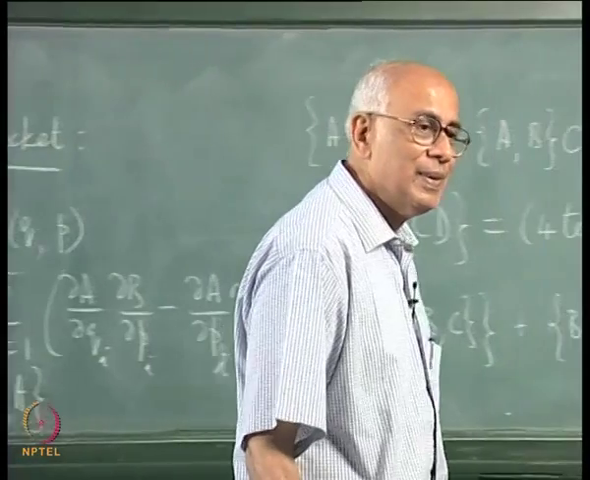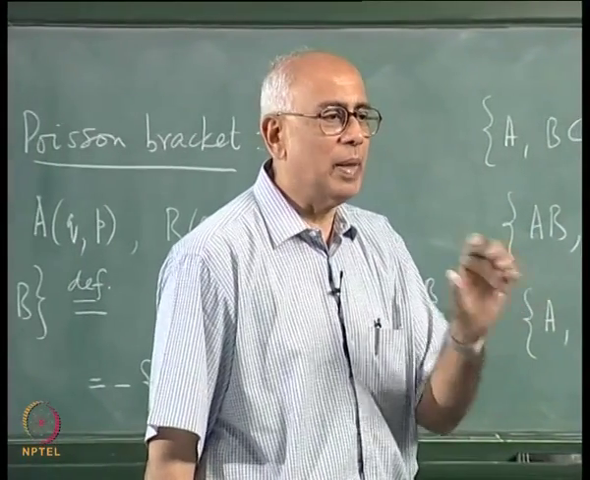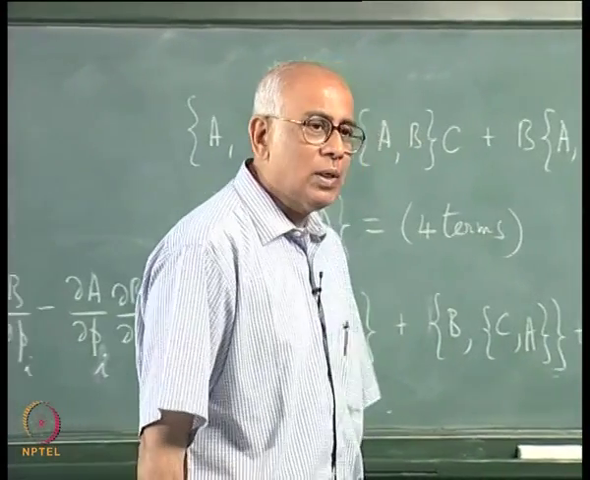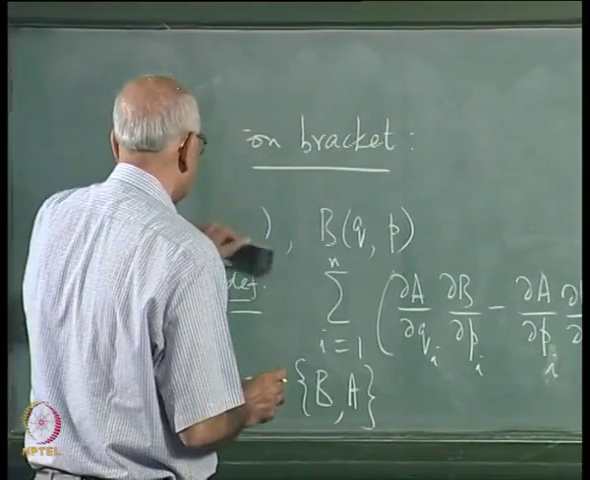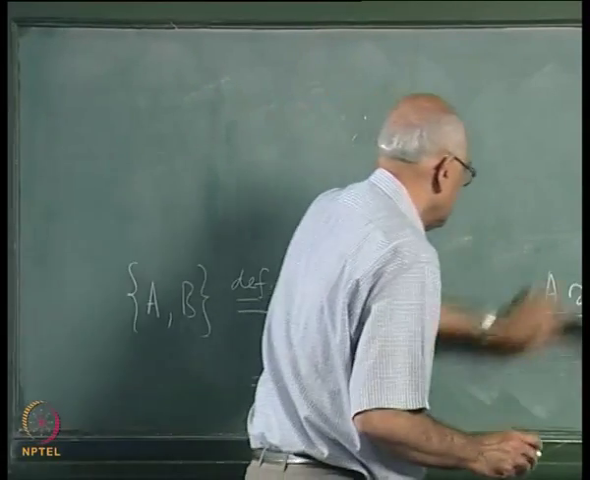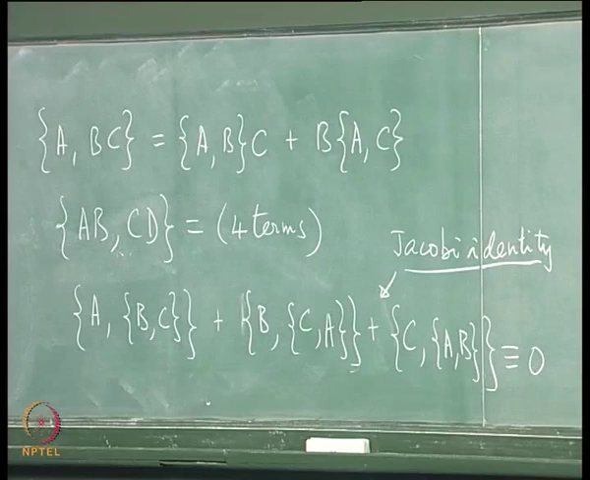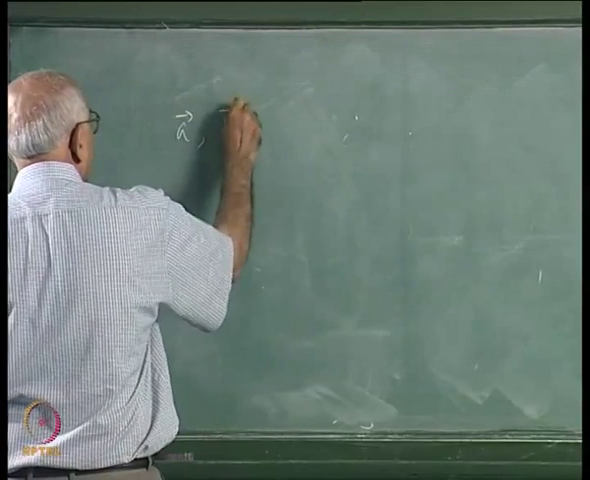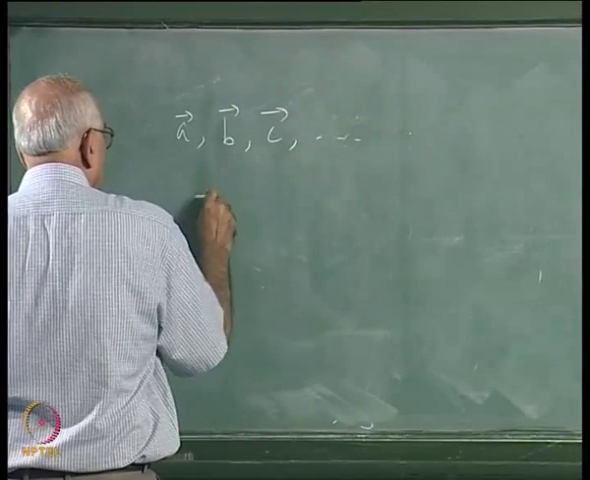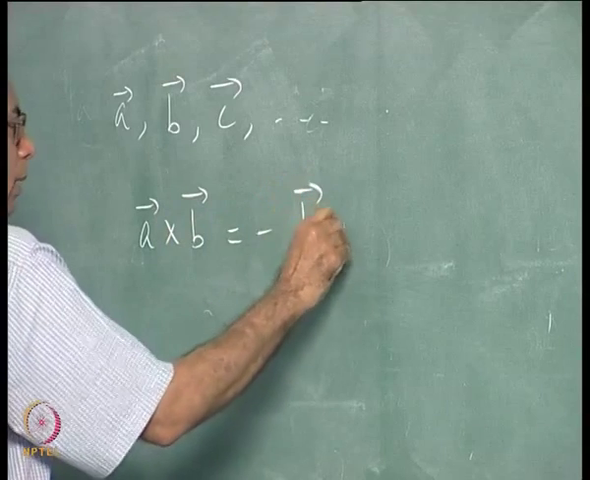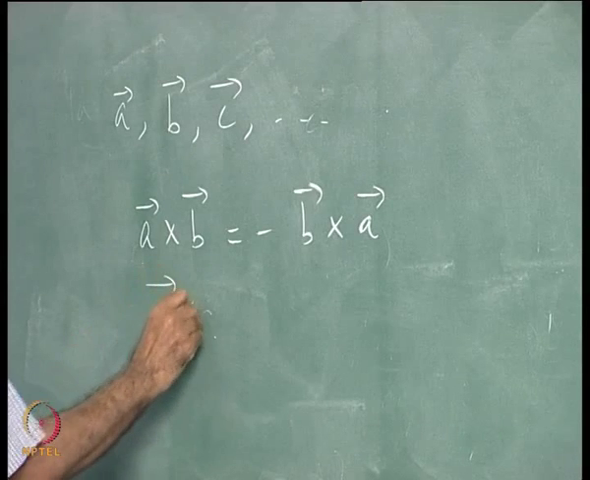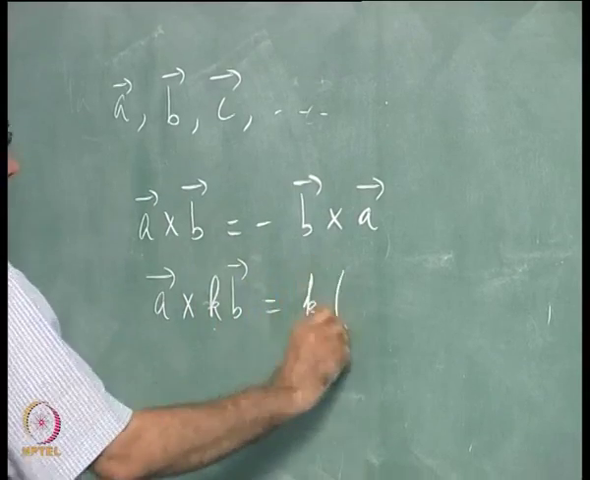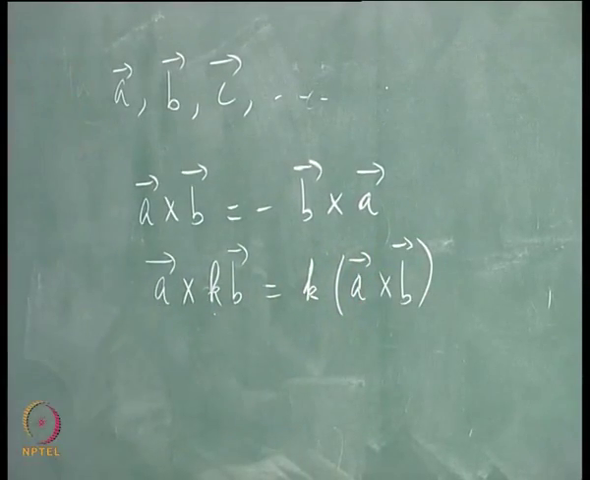Yes? If you took ordinary vectors in three-dimensional Euclidean space, and you took the cross product of two vectors, what happens then? Do they have identical properties? If I took vectors A, B, C, etc., and I computed the cross product of two vectors, is A cross B not equal to minus B cross A? And is it not true that A cross some scalar K times B is K times A cross B? And certainly this is true.